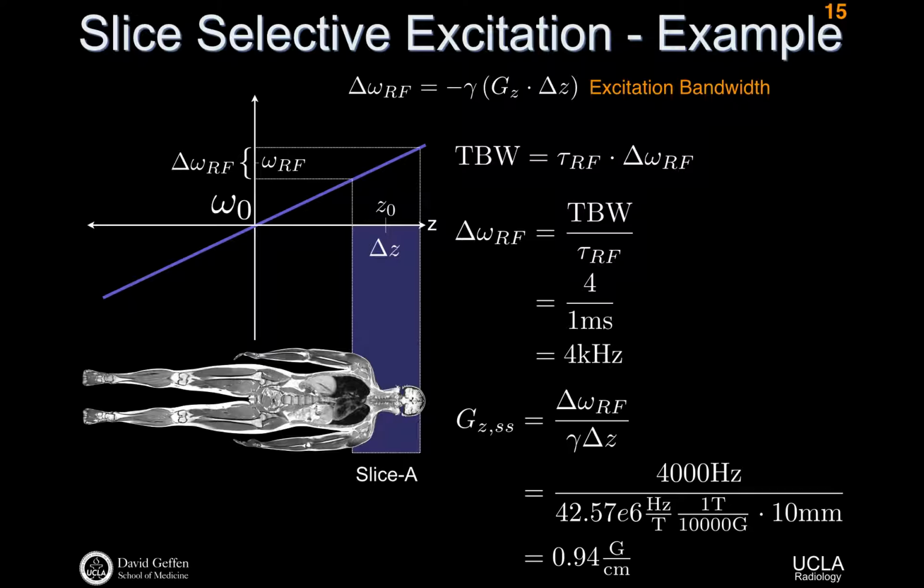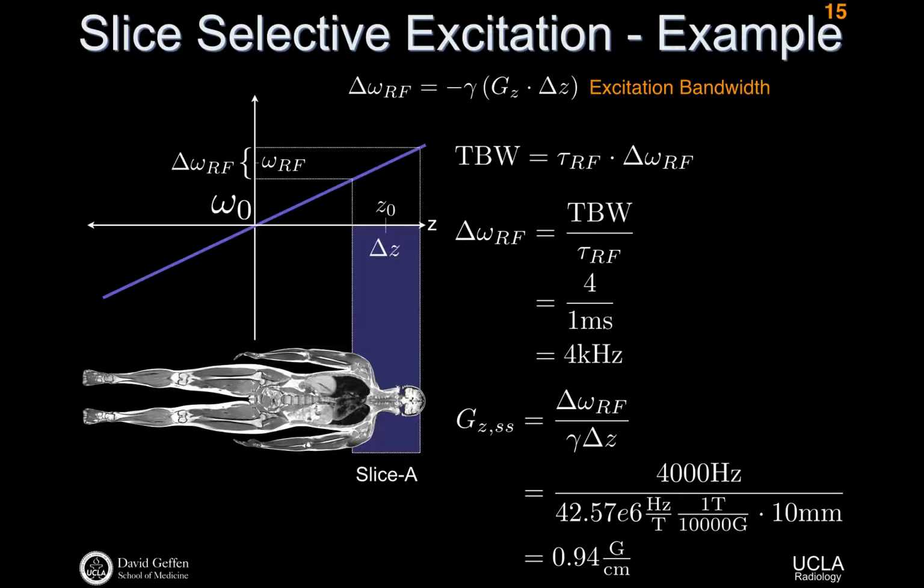And so we can rearrange this expression to say, what's the amplitude of the slice select gradient that I need if that's the range of frequencies that I want to be able to excite, given that I have a particular slice thickness of interest as well. If it's a 4,000 hertz bandwidth RF pulse, plugging in some constants and assuming a 10 millimeter slice, I end up needing a gradient of about 1 Gauss per centimeter.